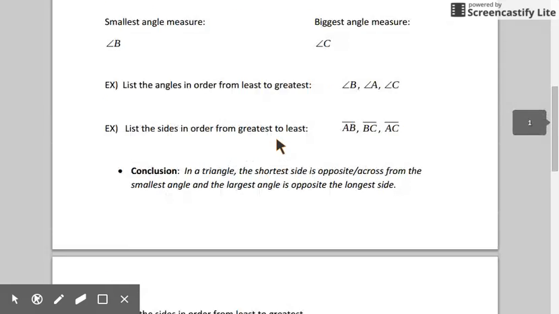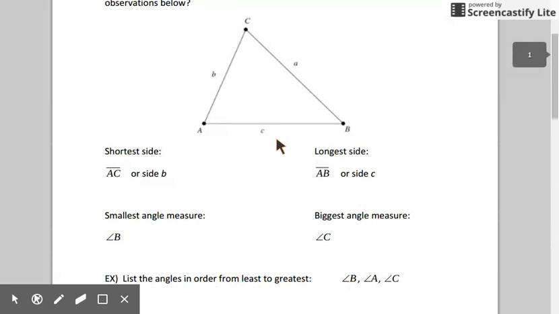And angle relationships compared to their sides. The smaller angle is always across from the smaller side. The bigger angle is always across from the bigger side.